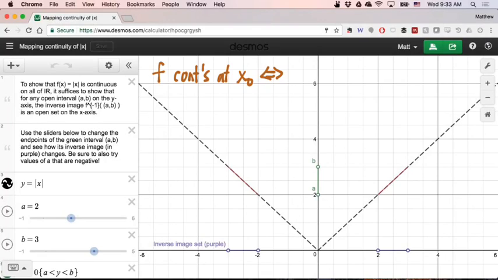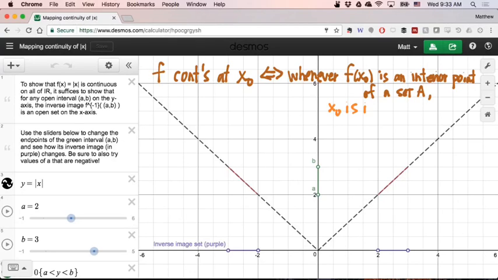It's continuous at x naught if and only if, whenever f of x naught is an interior point of some set, so I'm just going to call the set A, whenever f of x naught is an interior point of a set A, we have that x naught is an interior point of the inverse image of A, f minus 1 of A.